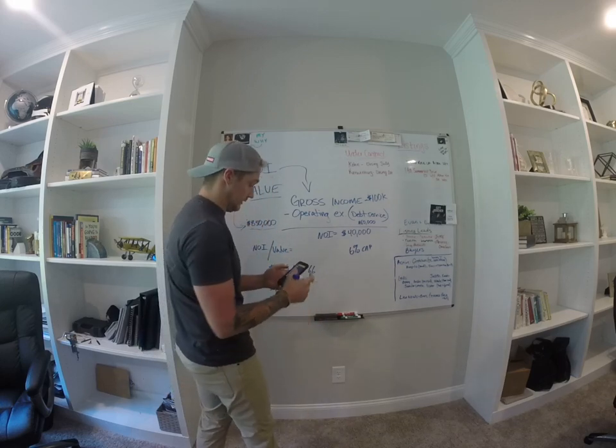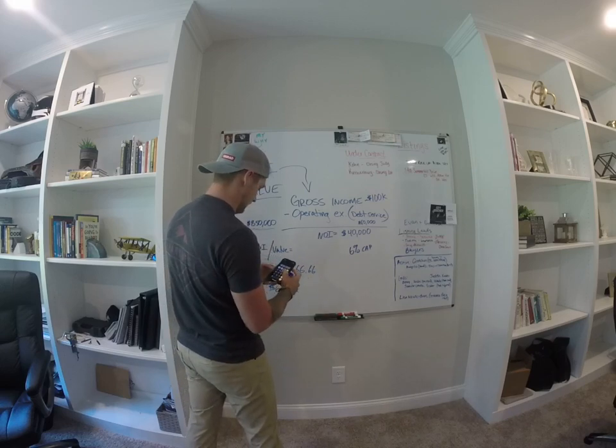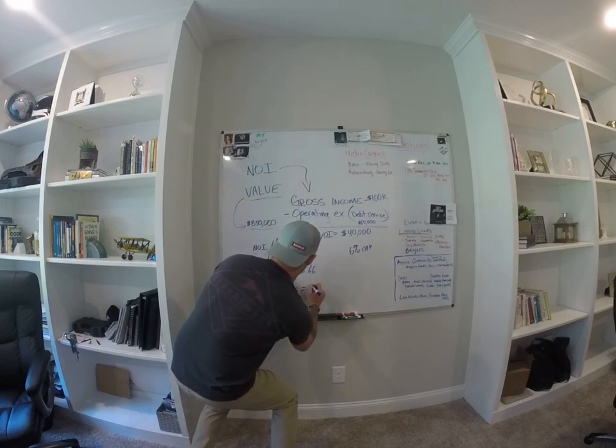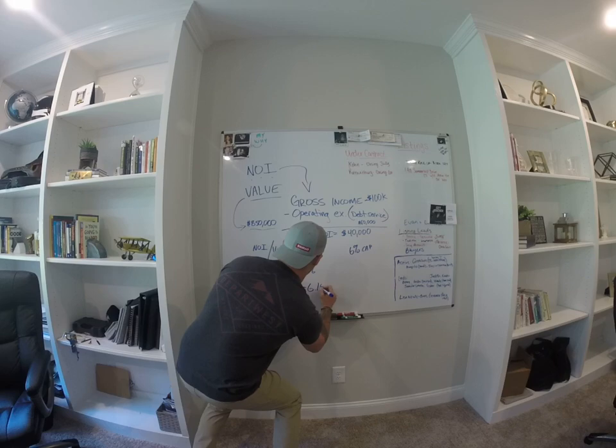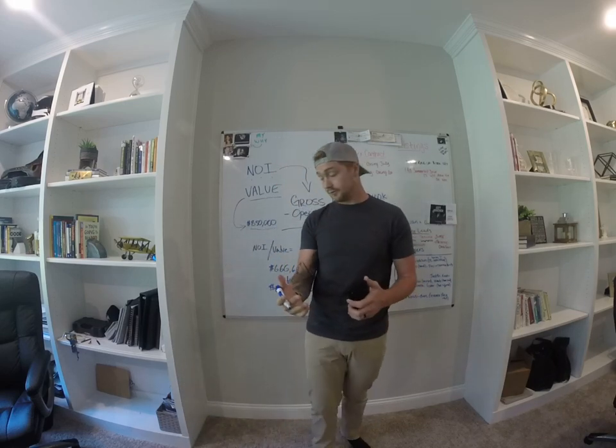What would our cap rate be? 40,000 divided by 650,000. It would be a 6.15 cap, which is going to meet my investor's goals.